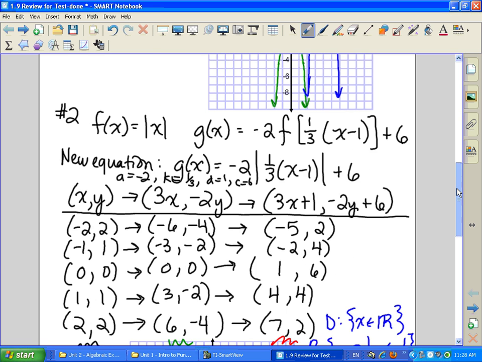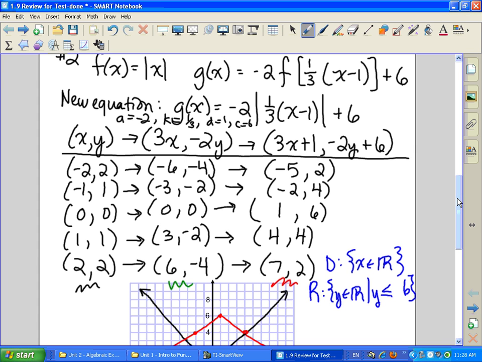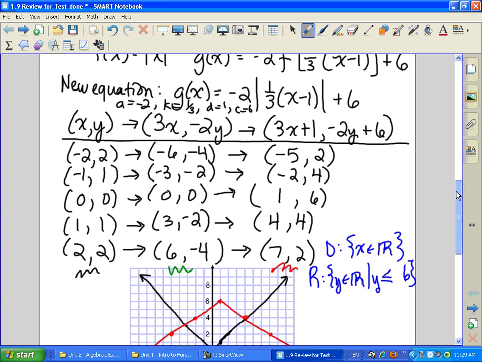Okay, question 2 is your absolute value question. Again, in this question, don't forget A is -2, K is 1/3, D is 1, and C is 6. And again, the answers are posted here.